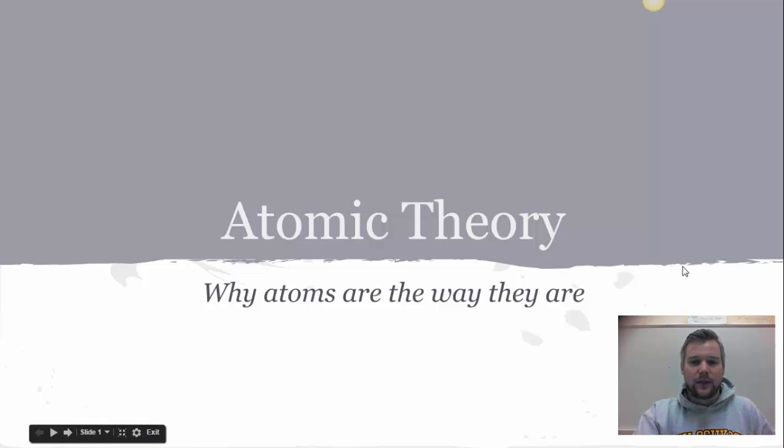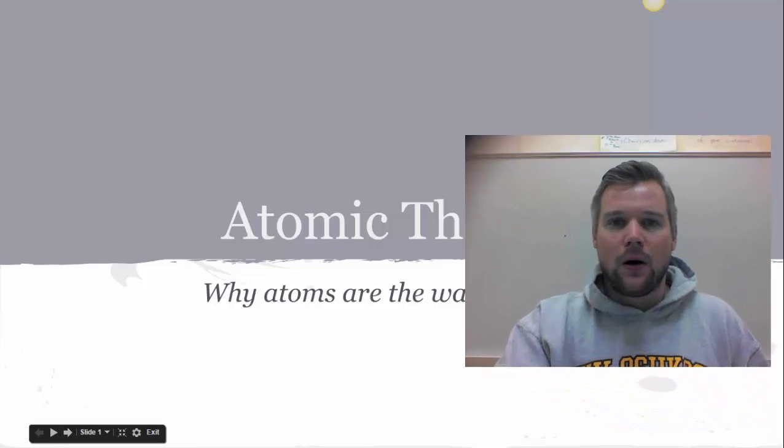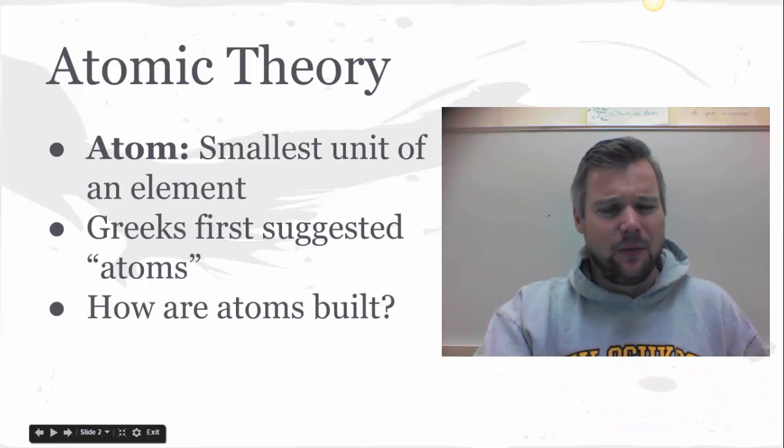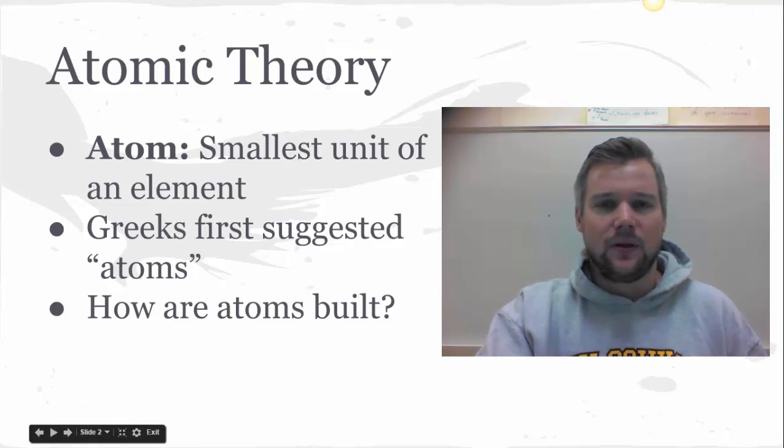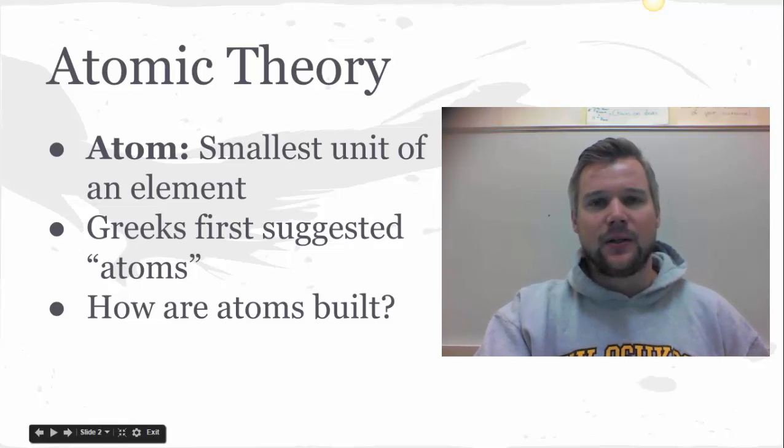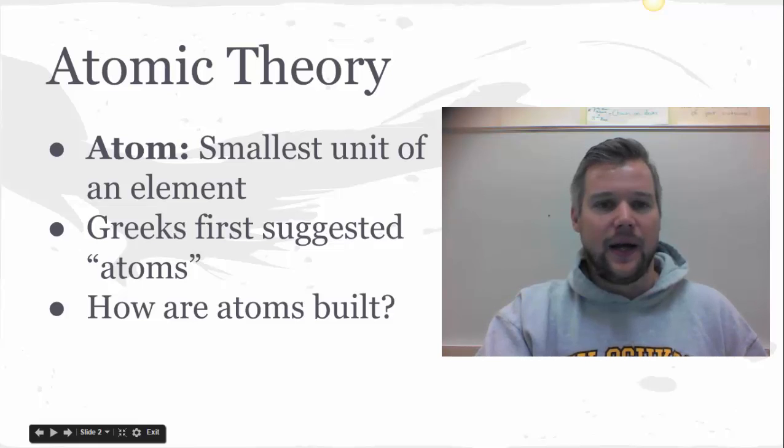Right, we're going to talk about atomic theory, and today we're going to specifically talk about Dalton's atomic theory and then the modern atomic theory, and then why those theories are important to us. So, this is basically why atoms are the way they are, and we're going to have a little bit of background. So, first, just remember that an atom is the smallest unit of an element. You can't break an atom down and still have the same properties of that element.